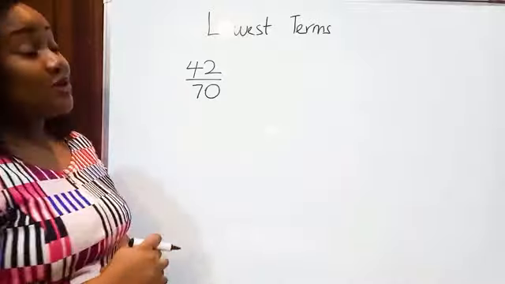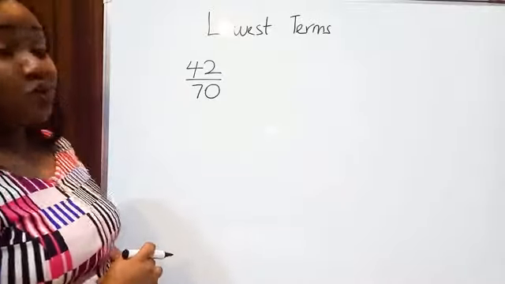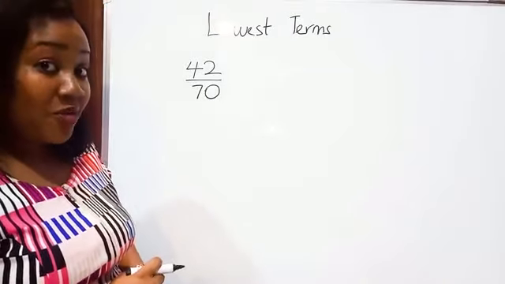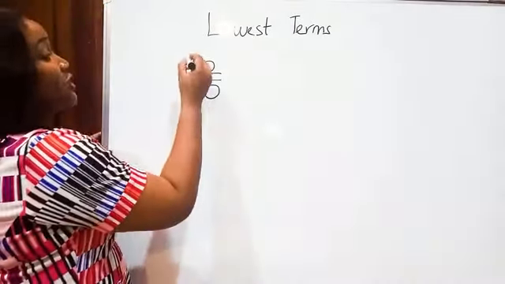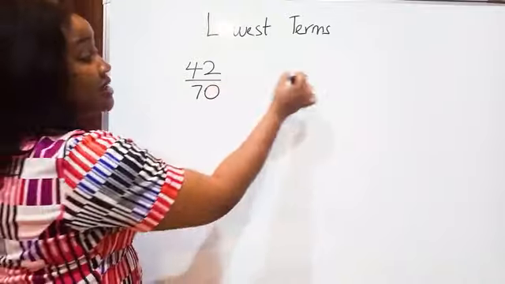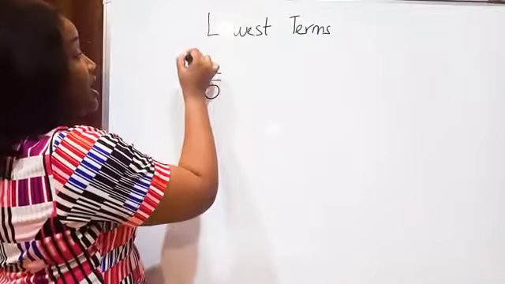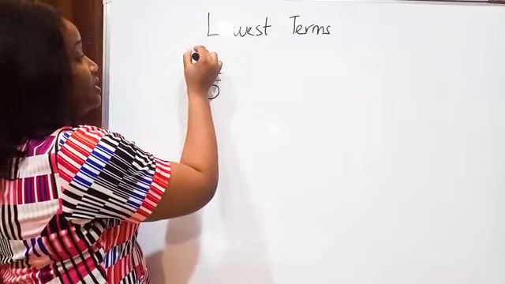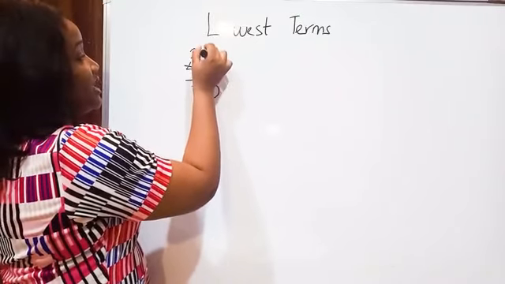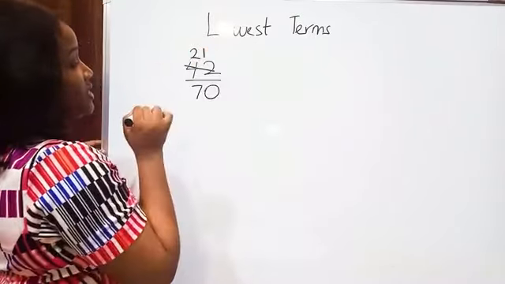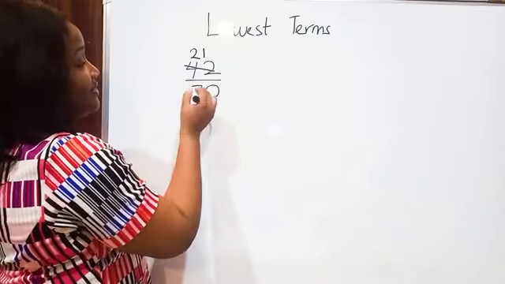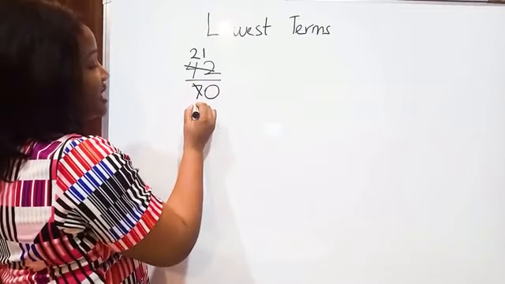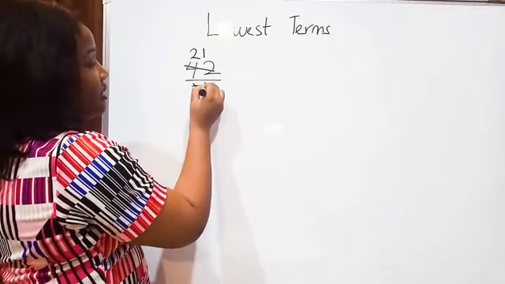Now, looking at 42 and 70, what should go? 2 is a common factor. So instead of doing that long way, I just divide 42 by 2. 4 divided by 2 is 2. 2 divided by 2 is 1. That's 21. And 70 divided by 2: 7 divided by 2 is 3, remainder 1, that 1 here, 35.